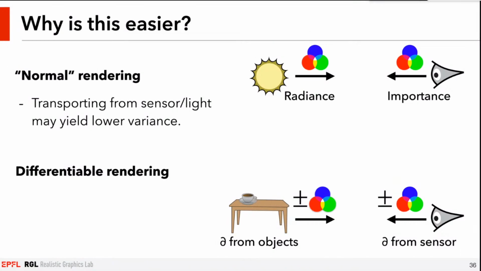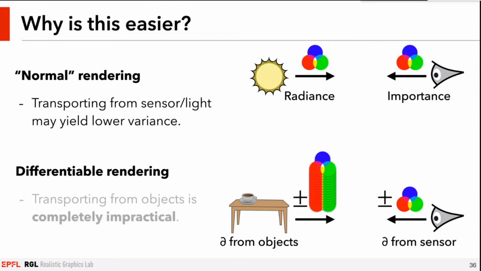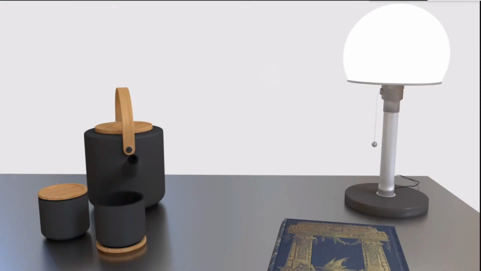Now, the interesting thing, and that's really the key observation, is the dimensionality of this. There are millions and millions of scene parameters in practice. And so now sending out this energy from the objects and propagating it to the sensor is completely infeasible. Instead, it's much easier to start from the other side, from the sensor, send this derivative energy onto the objects, and at that point, we only figure out what the gradients are.